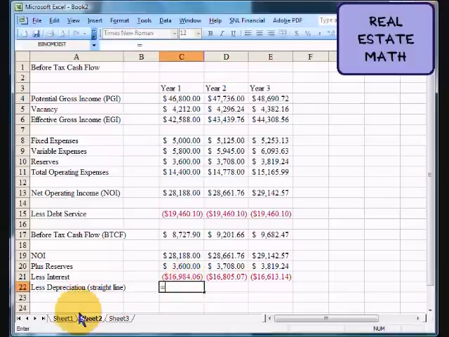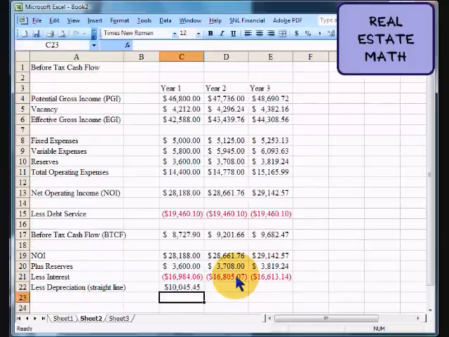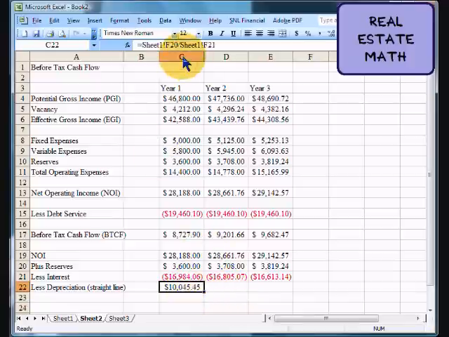We're going to go back to our depreciable base here, and we have our depreciable base and our cost recovery period. So we'll take our depreciable base, divide that by our cost recovery period, and what we'll often do, and we can talk about that in a moment, is depreciate the cost of improvements as well. In this case, we come up with $10,045.